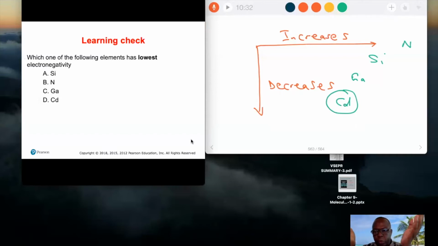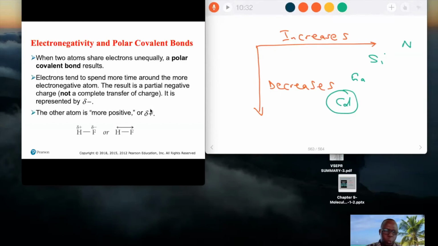So in the exam, of course, you'll have the periodic table. All you need to know is what the trend is. It could be the highest. If it is the highest, then it is nitrogen.